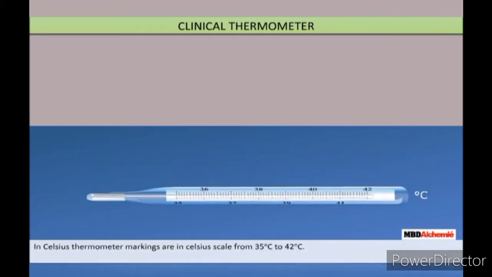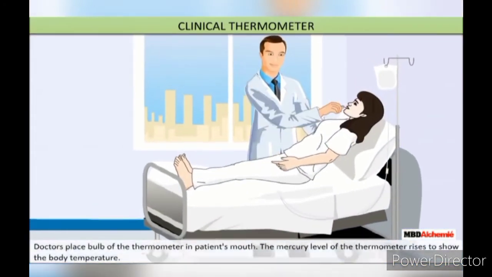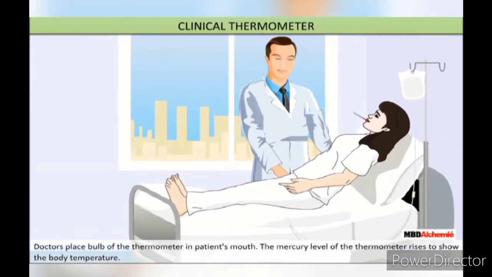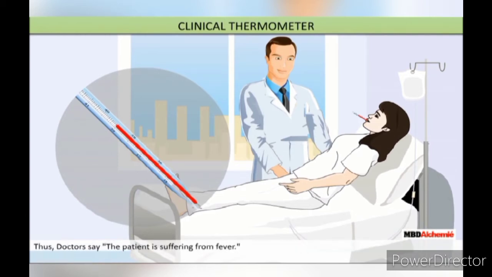In Celsius thermometer, markings are in Celsius scale from 35 degrees Celsius to 42 degrees Celsius. Doctors place the bulb of the thermometer in a patient's mouth. The mercury level of the thermometer rises to show the body temperature. Thus, doctors say the patient is suffering from fever.